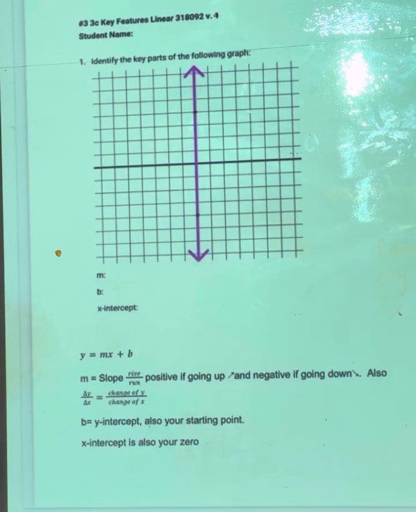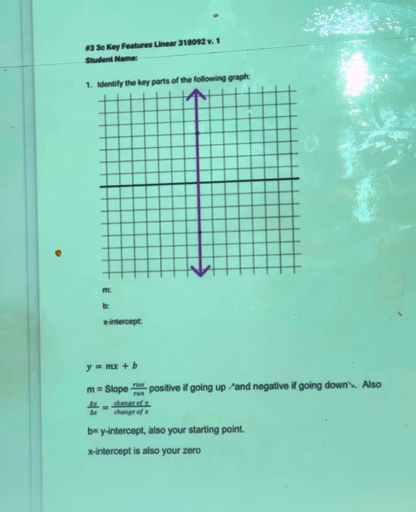eventually. And what's another word for slope? Does anybody know? No? It's change of y over change of x. And it is also the rate of... what word did I just say twice? Starts with a C. Change. It's the rate of change.